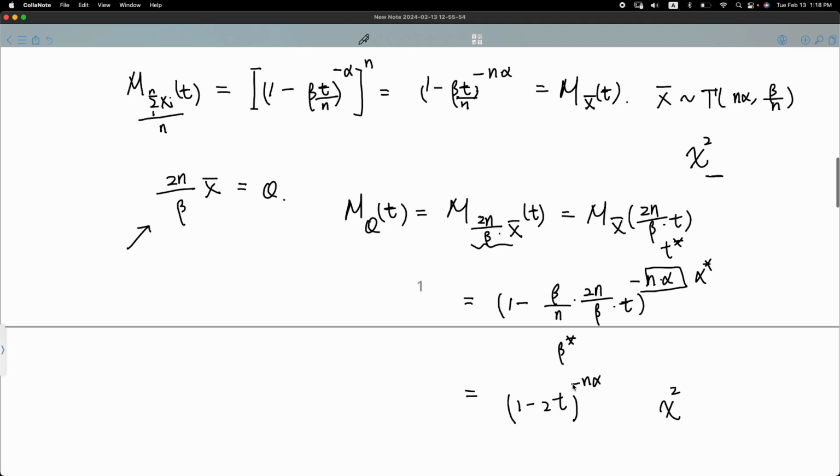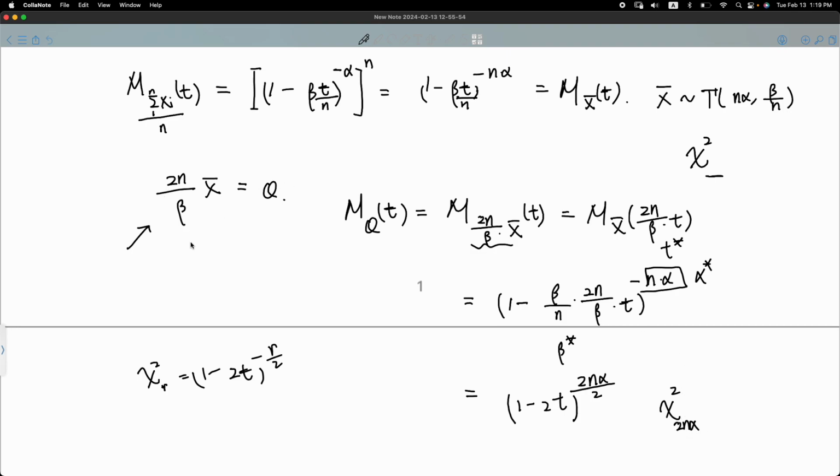We also need to construct it here. So we multiply by 2 and then n alpha and then divide by 2. Because the moment generating function for a chi-square with degree of freedom, say, let me use another letter not to confuse, maybe r, is equal to 1 minus 2t to the negative r over 2. So this means we have our chi-square degree of freedom 2n alpha here.